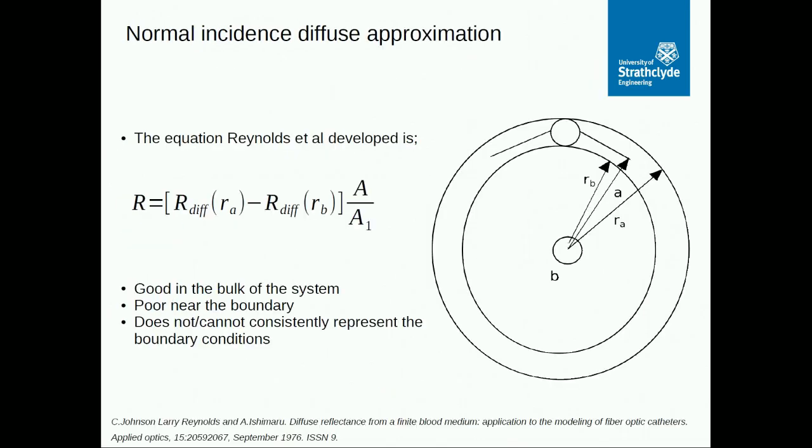Well, luckily for me, some guys back in the 70s did solve it for a very similar system to what I have, in which they considered that you have diffuse reflectance at 2 different radii, and you take them away, and that means you get the diffuse reflectance within this toroid from your source here, and you scale it to your receiving fiber, which is exactly what our experimentalists have in our lab. As I said before, this diffuse approximation is good in the bulk of the system, really poor near the boundary, and for reasons I've just mentioned, like with the spherical harmonics, it can't really accurately determine these boundary conditions.